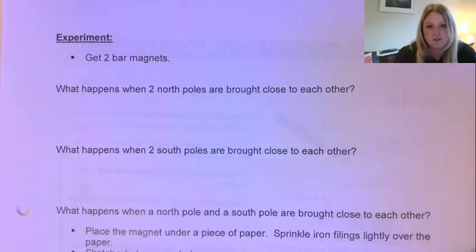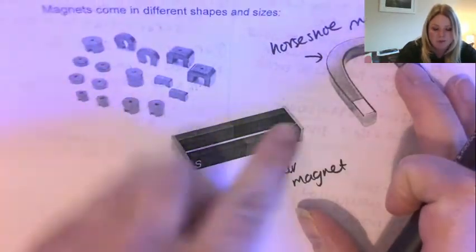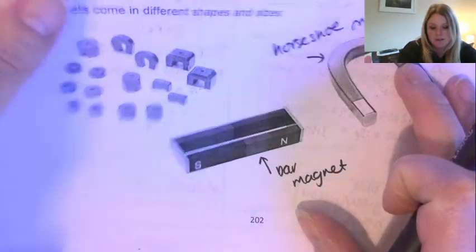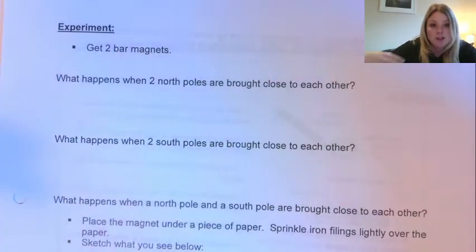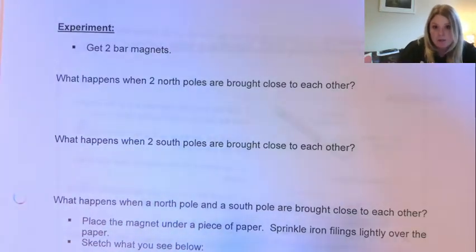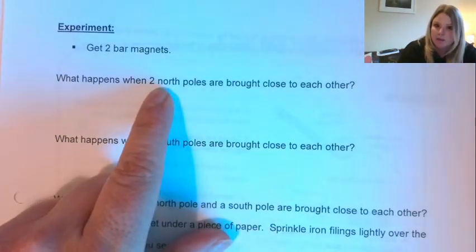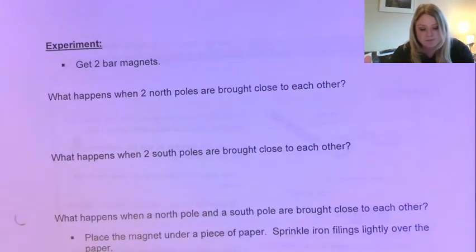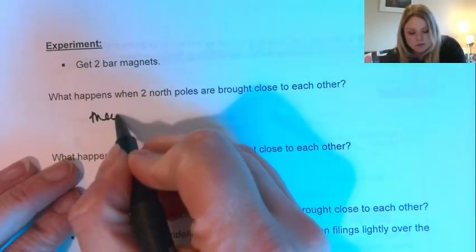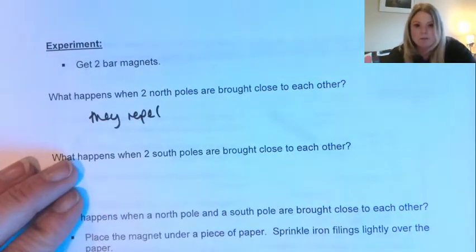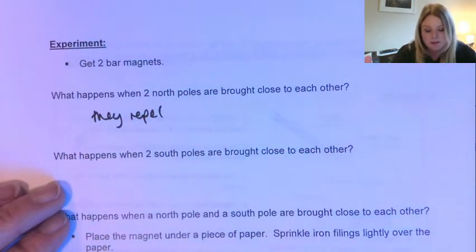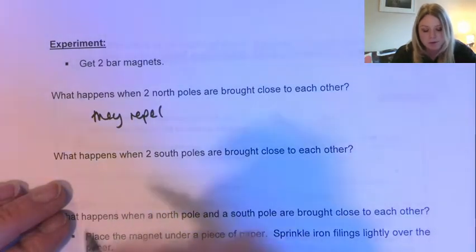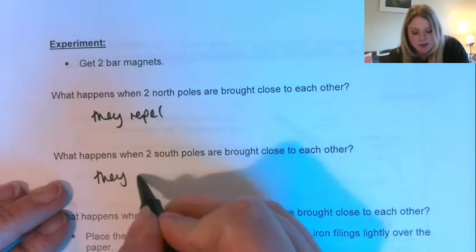So again, this is stuff you already know. If we get two bar magnets, so remember they're literally bars, with a pole at either end. If you bring two like poles together, so that means two poles that are the same as each other, for example two north poles, then they're going to repel away from each other. So they repel, and repel just means push apart. Same thing for what happens when two south poles are brought close together. They repel.